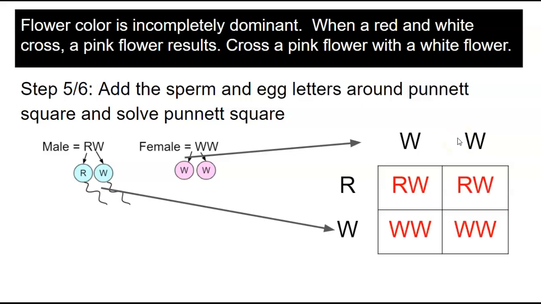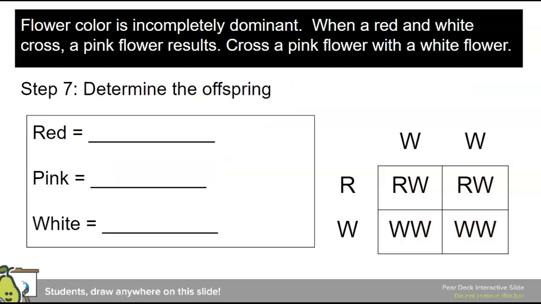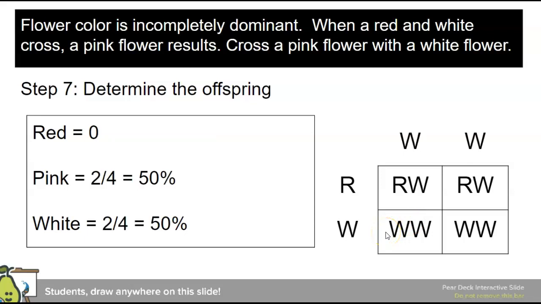And then we fill them in, and we determine what our results are going to be. So red, remember, is RR. We don't have any RR. Pink is RW. Okay, you'll see we have two there. And then white is WW, and we have two there. So we determine the offspring, and that's it.